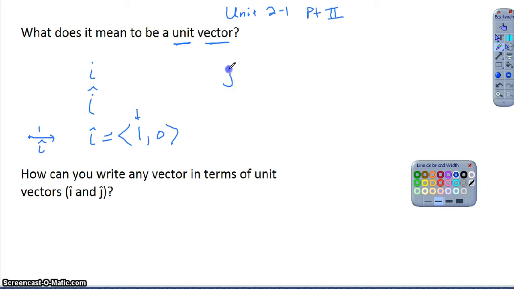Similarly, the unit vector j is defined as the unit vector that goes up 1. Right? So again, if it's positive, we'll assume that it's going up 1. So that unit vector would look something more or less like this, where our vector is going upward.